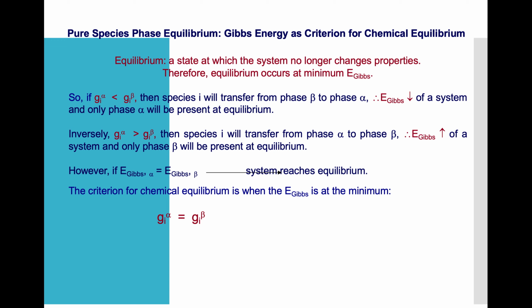However, if the Gibbs energy of alpha equals the Gibbs energy of beta, the system reaches equilibrium. And the criterion for chemical equilibrium is when the Gibbs energy is at the minimum, which is G alpha equals G beta. So both phases can coexist.